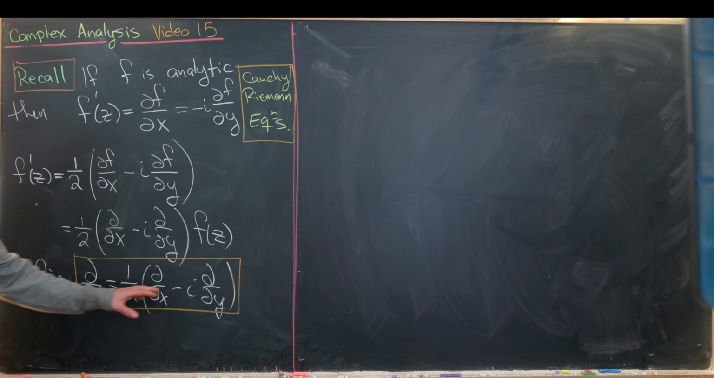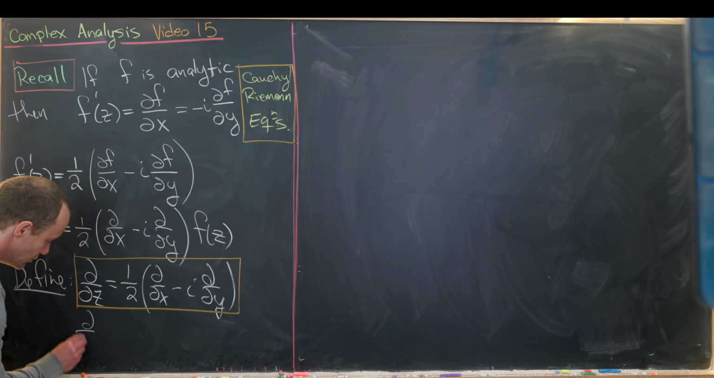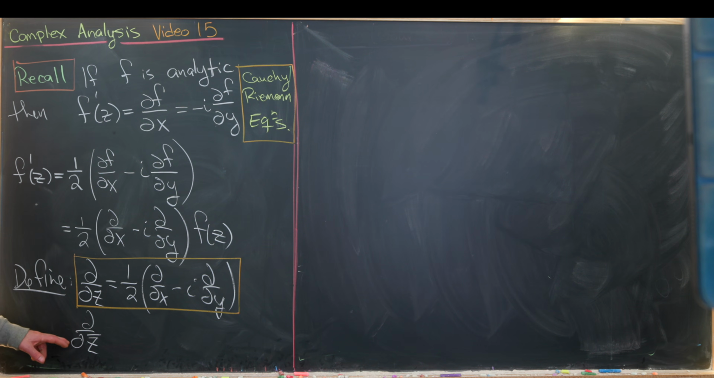Okay, but now that we have this right here, that provides some motivation to look at the complex conjugate of this. And that allows us to define a new partial derivative operator, which I'll call partial with respect to z bar.